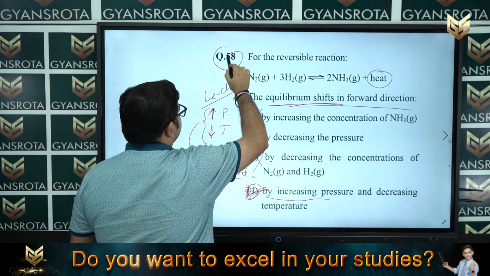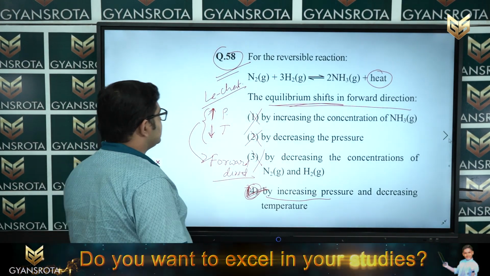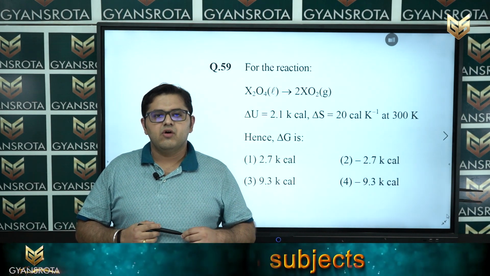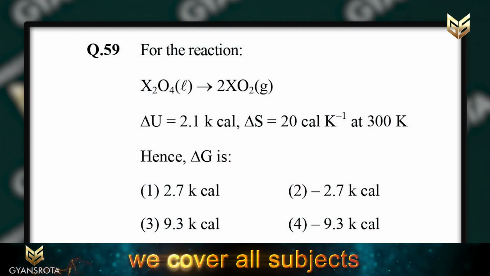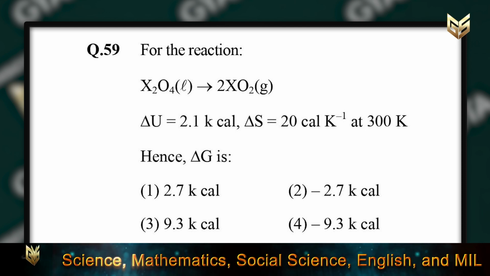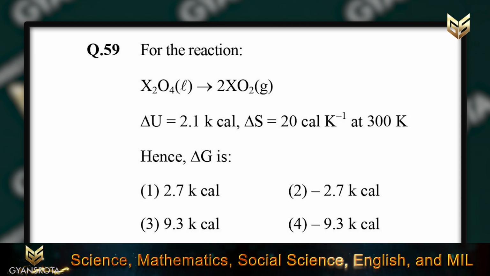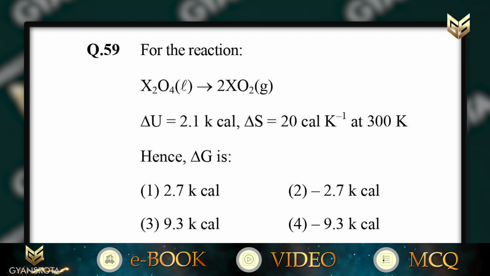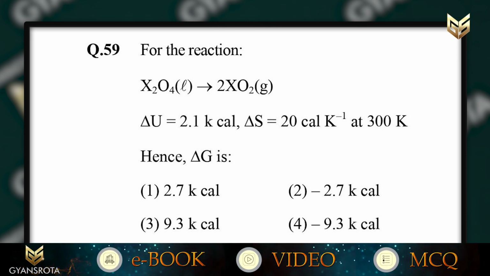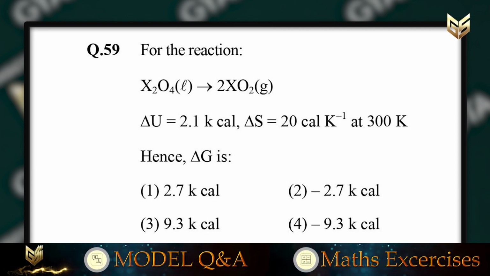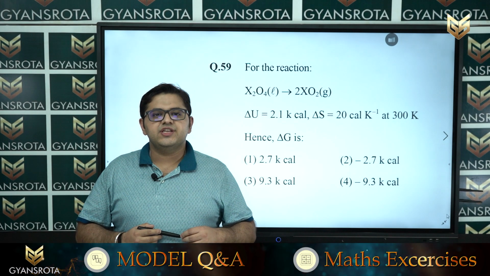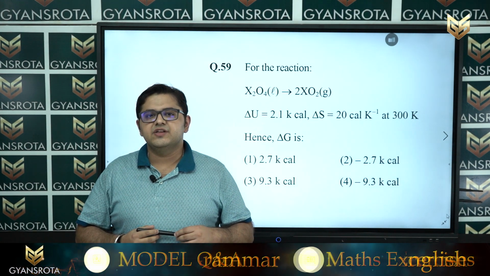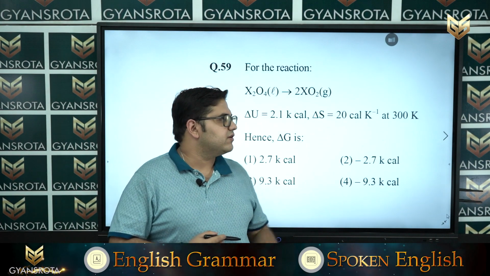So, option number 4 is the correct answer to your question number 58. Now, question number 59 is on your screen. For the reaction, they have given the reaction and the value of delta U equal to 2.1 kilocalorie, delta S equal to 20 calorie per Kelvin at 300 Kelvin. Hence, delta G is? This question comes from the thermodynamics chapter of your class 11 NCERT. Now we are moving to the solution part.